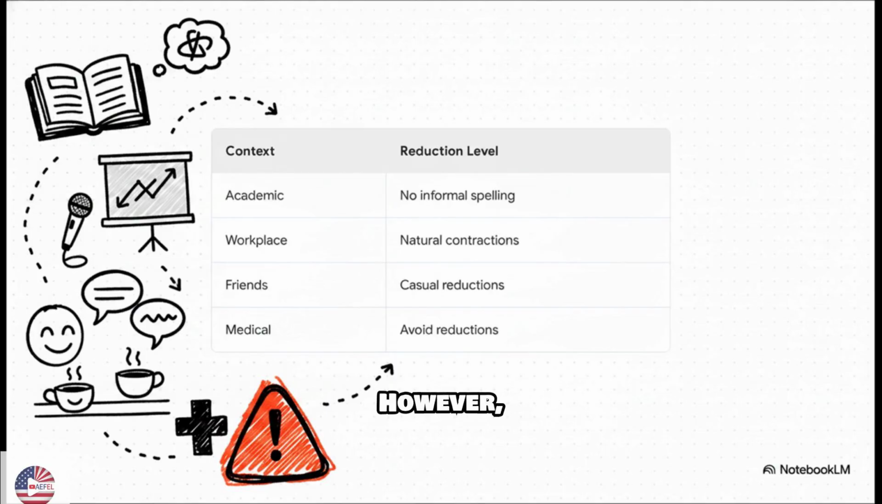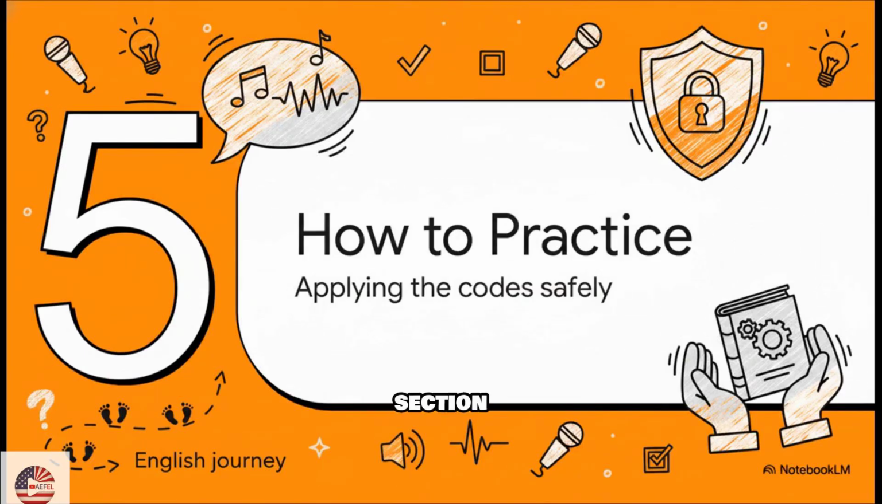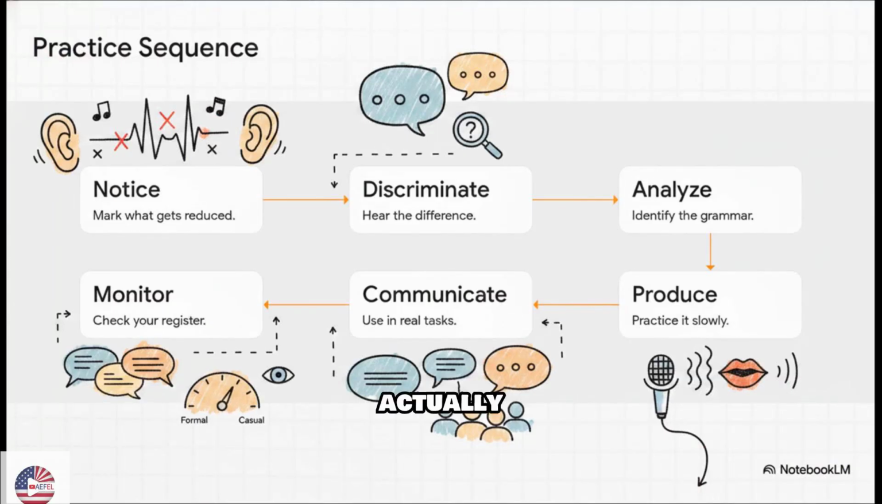However, in medical or safety contexts, zero reduction is recommended. You must not take both medications. Needs to be crisp and distinct, because clarity in that context is literally a matter of life and death. Finally, section 5, how to practice. So how do you actually safely apply these codes to your own English journey without picking up a bunch of bad habits? Well, here are the steps.